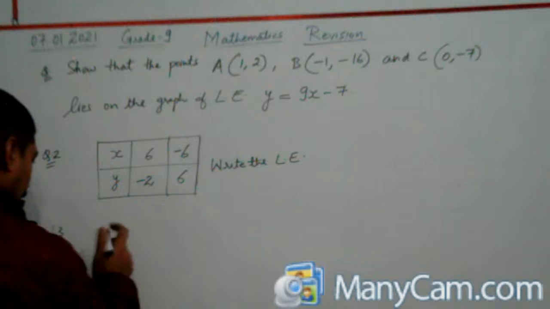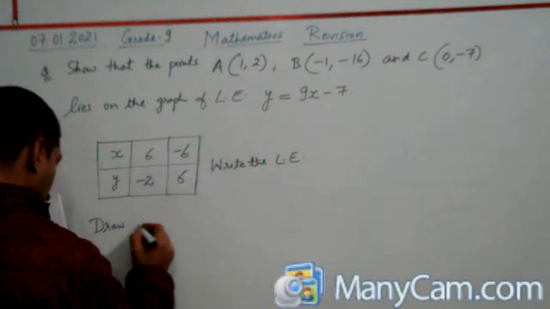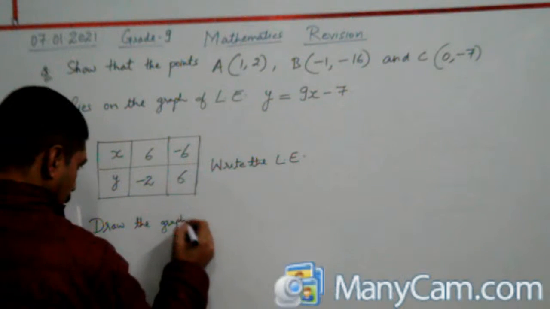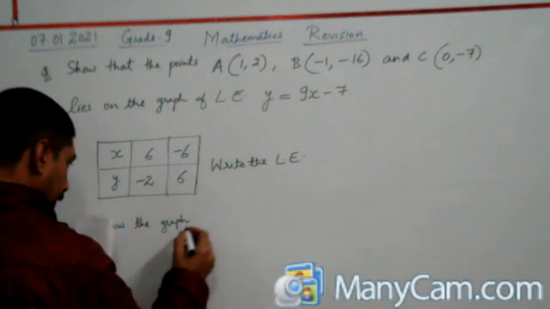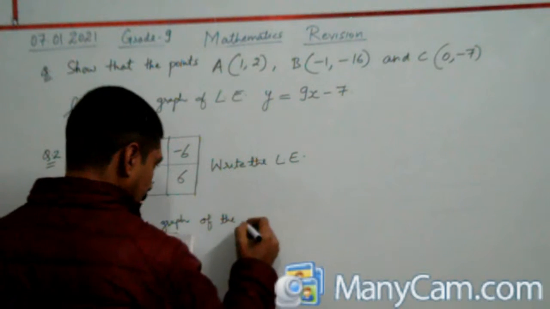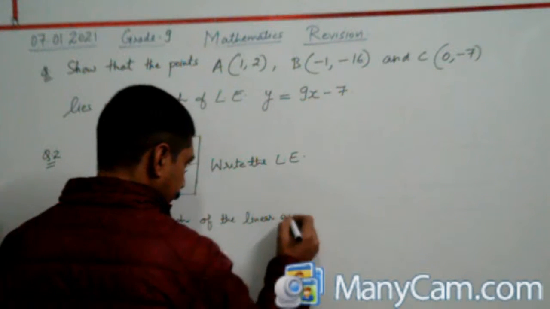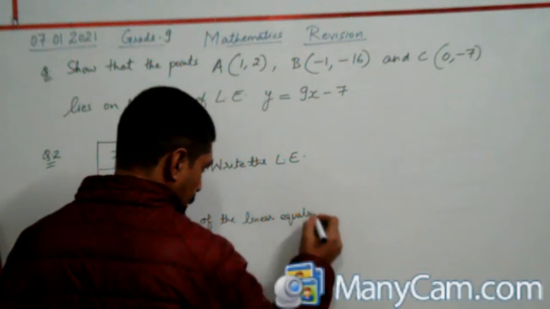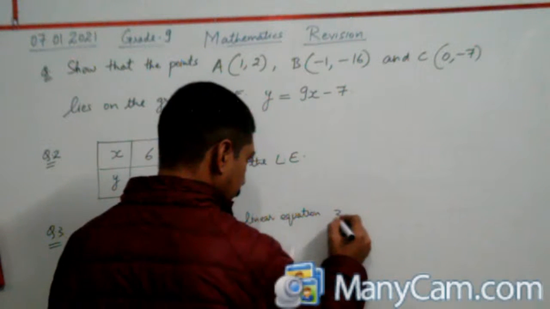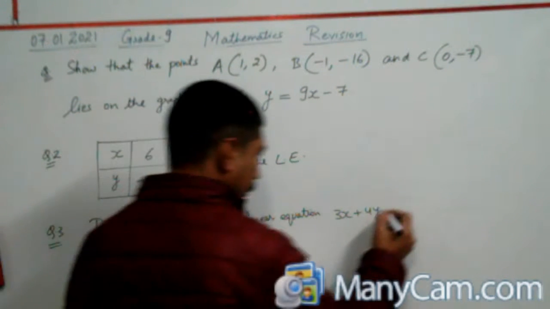Draw the graph of the linear equation 3x plus 4y is equal to 6.